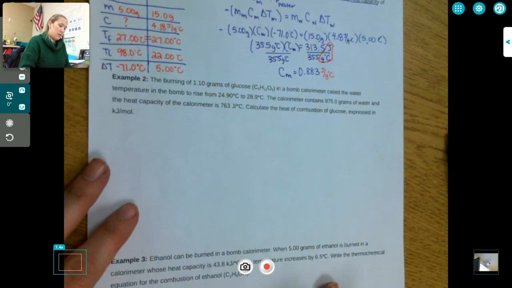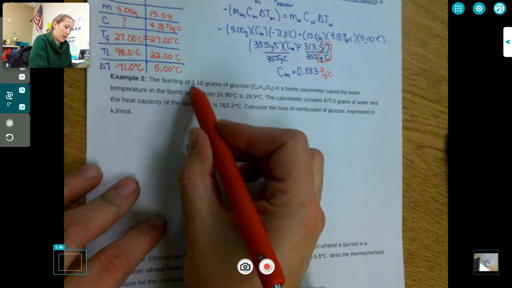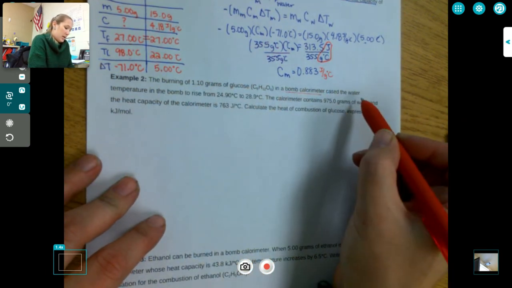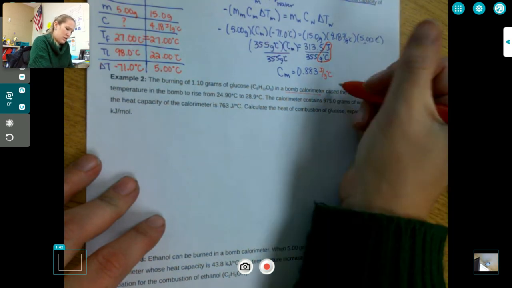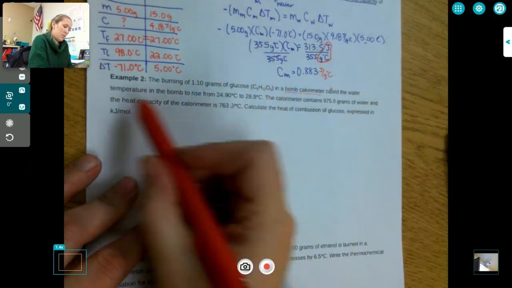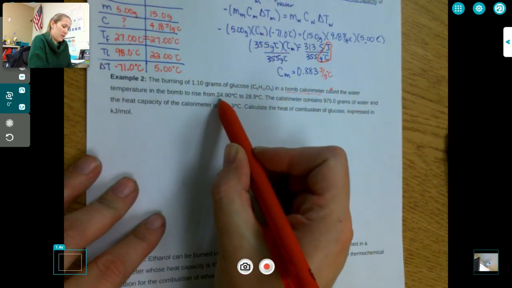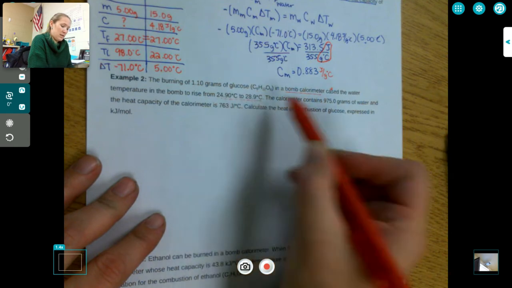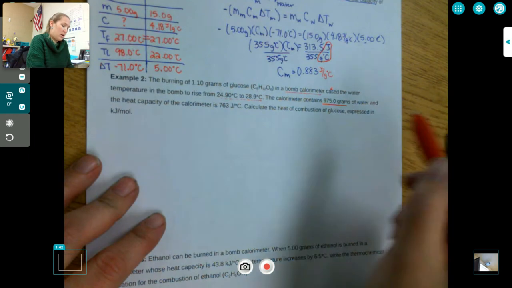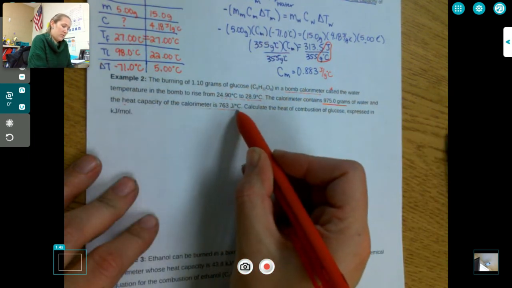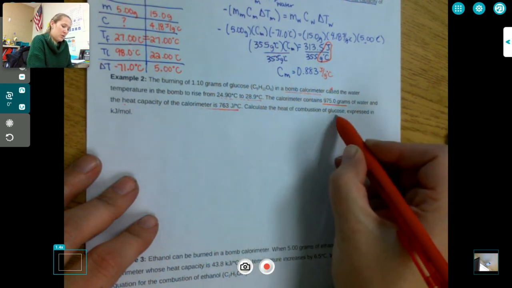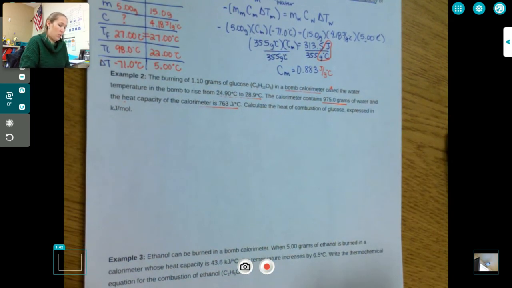In my next example, I have the burning of 1.10 grams of glucose in a bomb calorimeter. I think this should say changes. Oh, causes the water temperature of the bomb to rise from 24.9 to 28.9. The calorimeter contains 975 grams of water. The heat capacity of the calorimeter, we've got to factor that in now, is 763. Calculate the heat of combustion of glucose expressed in kilojoules per mole.